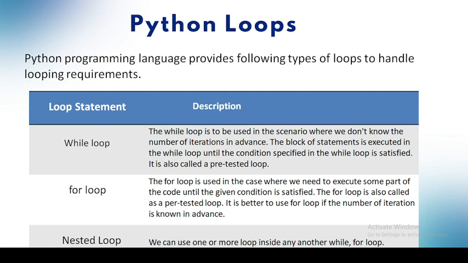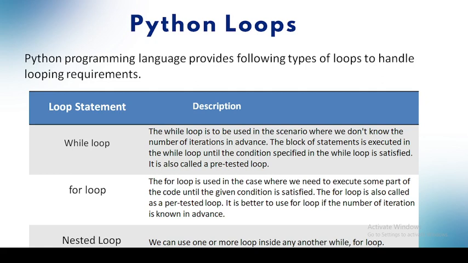So the for loop is also called the pre-tested loop or the entry control loop. It is better to use the for loop if the number of iterations is known in advance. If you don't know how many times it will run, then we can use the while loop. If you know the number of iterations in advance, then we can use the for loop. So these are the two important loops of Python, the while loop and the for loop.